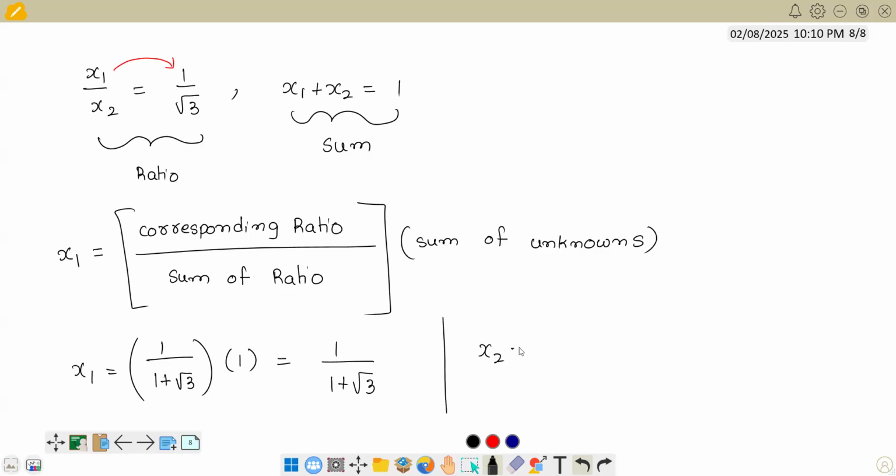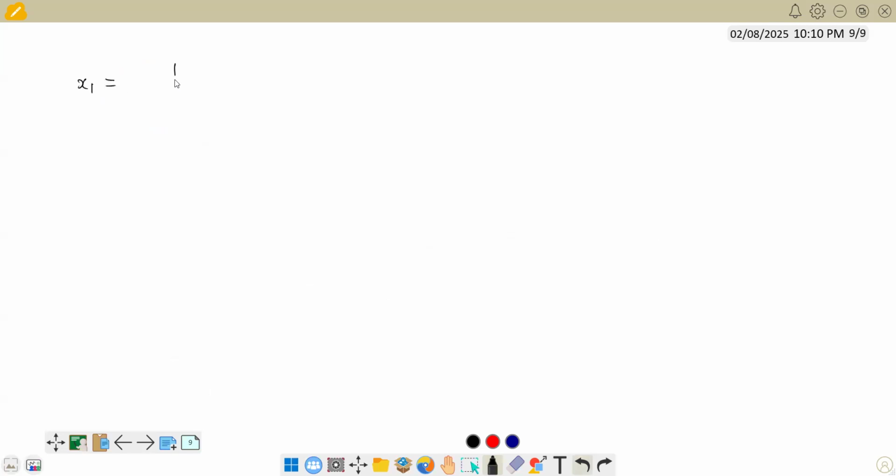Now what is the value of x2? Same logic. What's the corresponding ratio of x2? The corresponding ratio of x2 is root 3 divided by sum of ratio 1 plus root 3 into the value of sum 1. So it would become root 3 by 1 plus root 3. So these are the values of x1 and x2. Suppose you decide you want to further solve this, x1 equals 1 by 1 plus root 3 and we want to solve this.